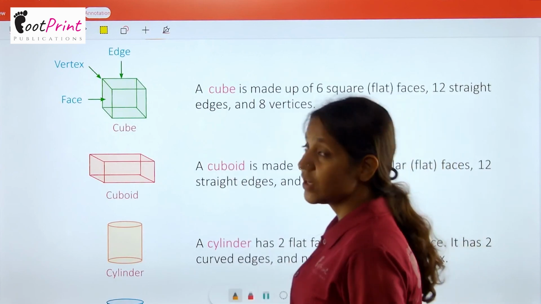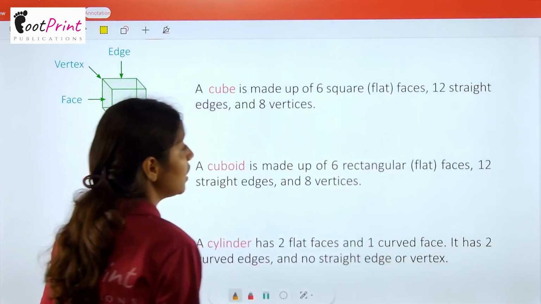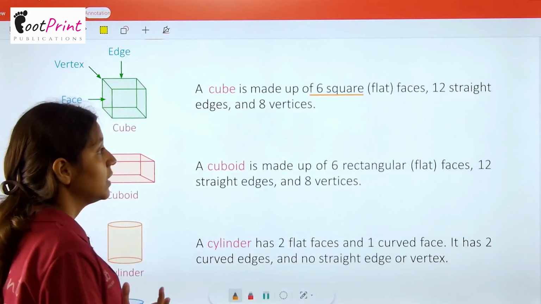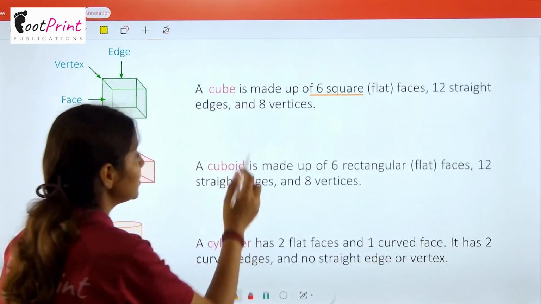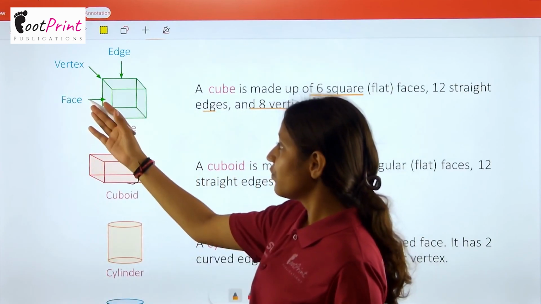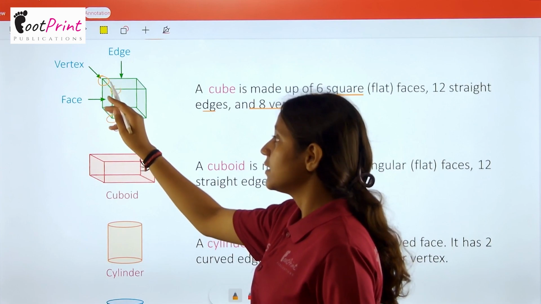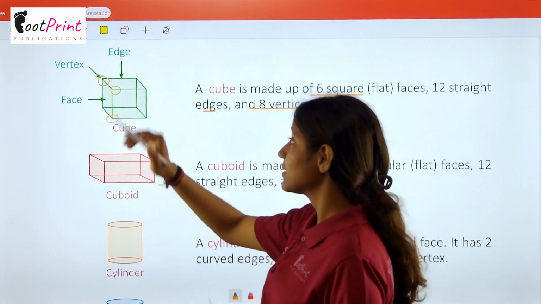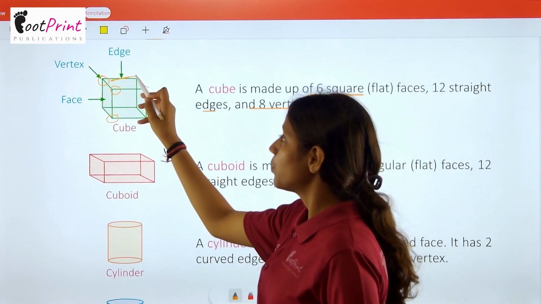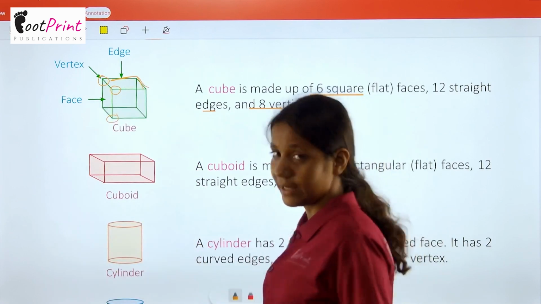Here we have the very first shape, that is a cube. A cube is made up of 6 square flat faces. Okay. Now 12 straight edges होते हैं and 8 vertices. As we can see, this is a face. Now these are the vertices. In a singular form, we will say vertex, and this is an edge. The point where edges are meeting, that is a point, or we can say the vertex.